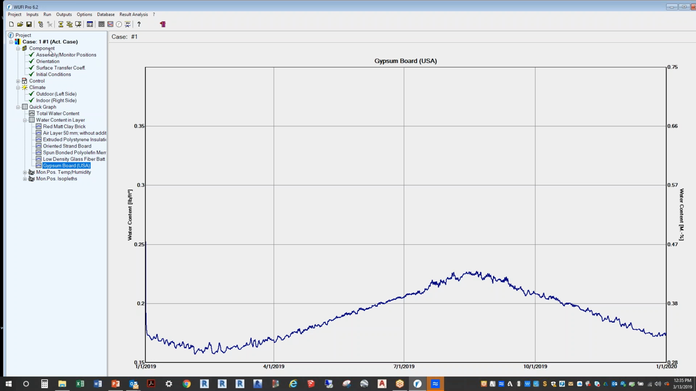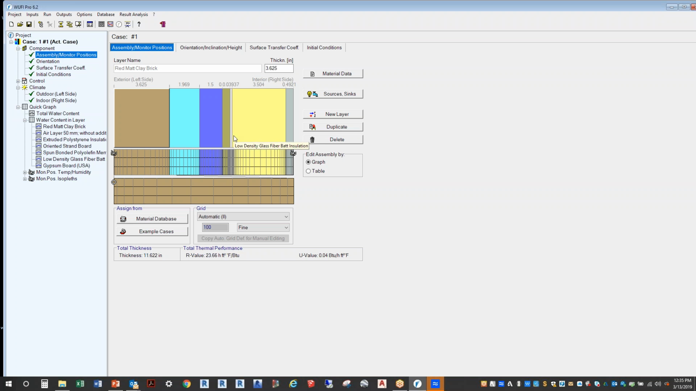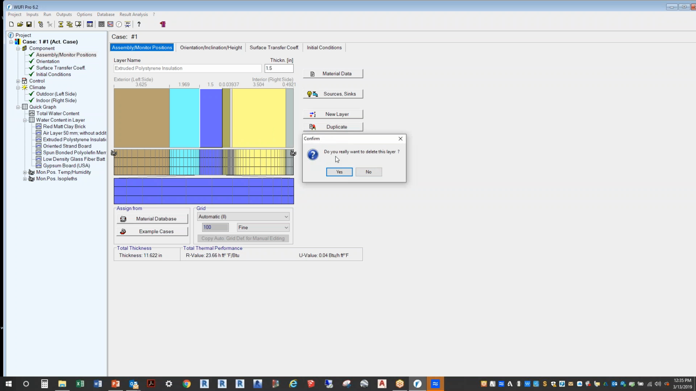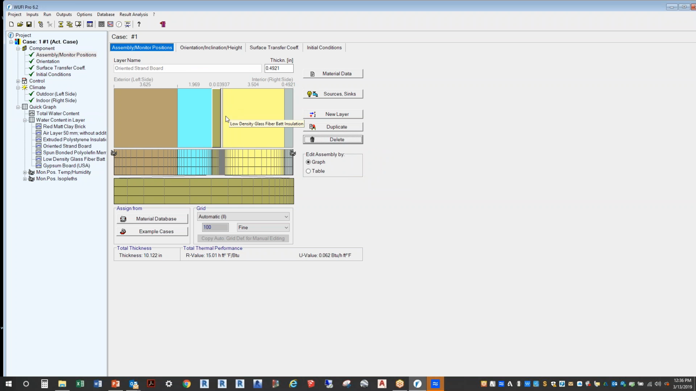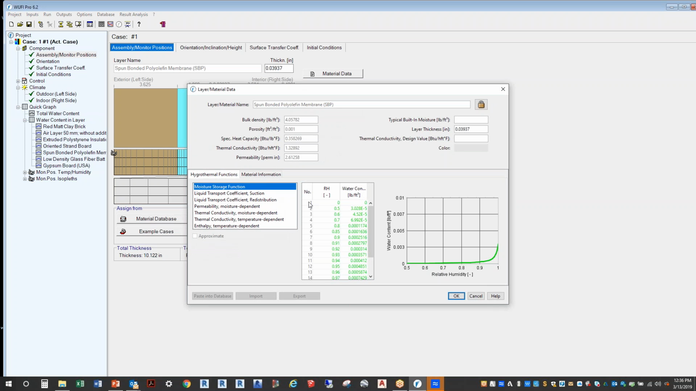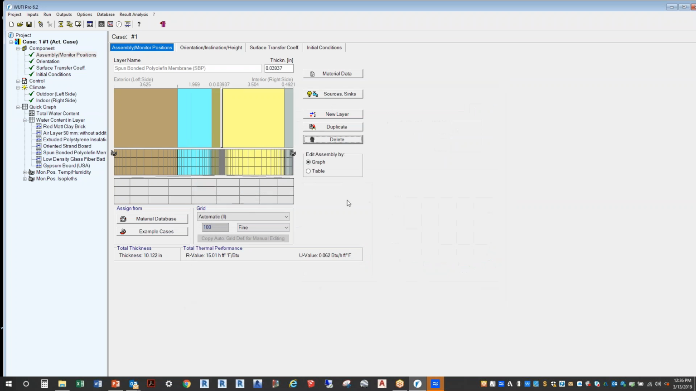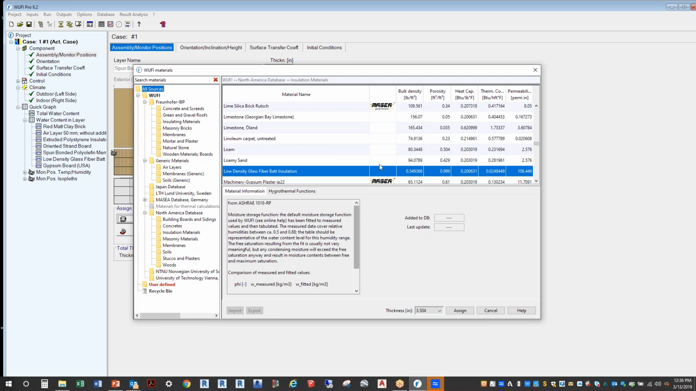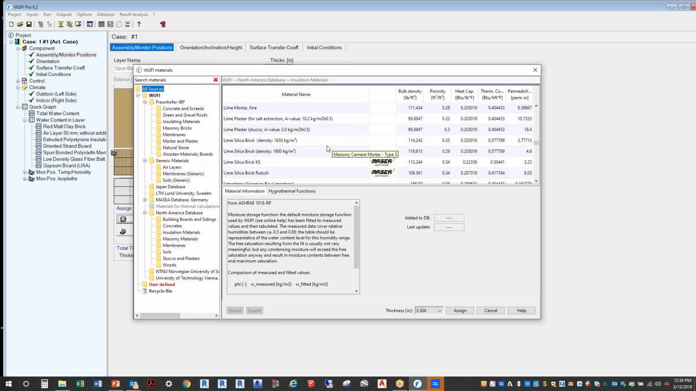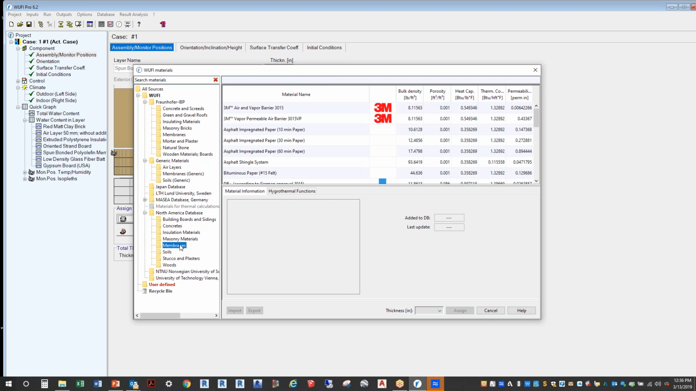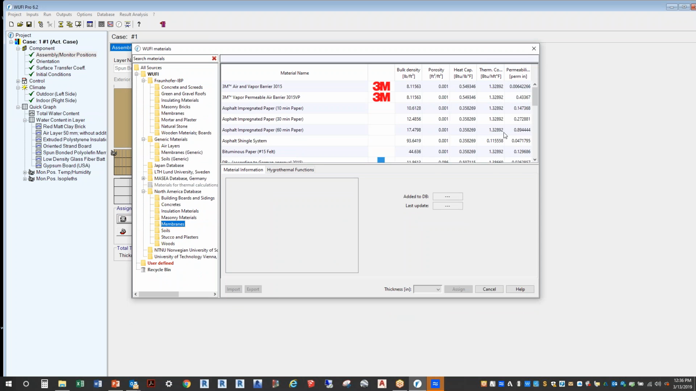Right? So what I want to do here is I want to go back to the components and let's do something bad. Let's take out the polystyrene. Delete. Yes. Change it from Tyvek to something else.